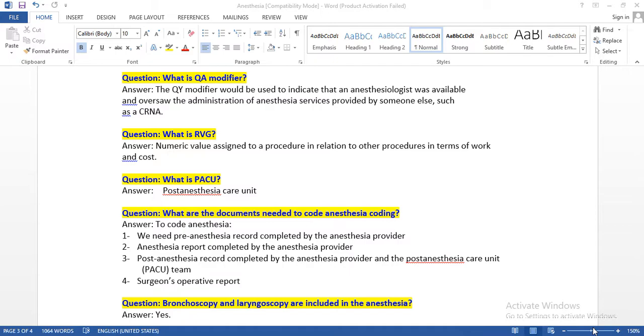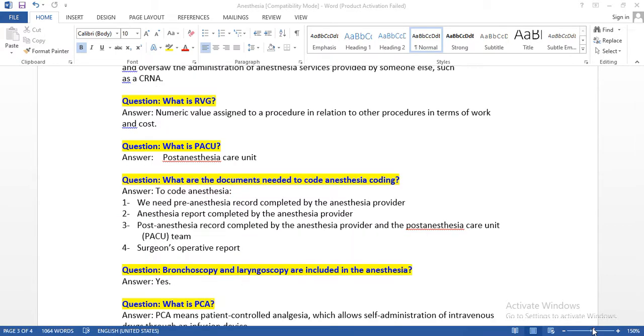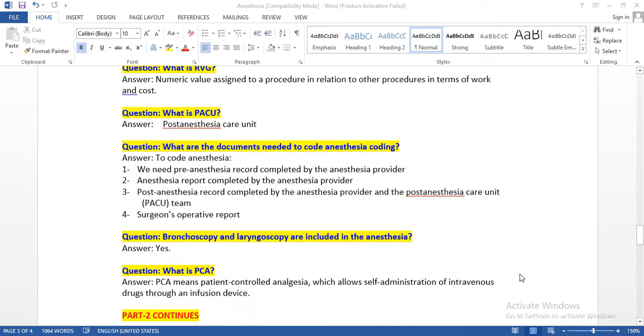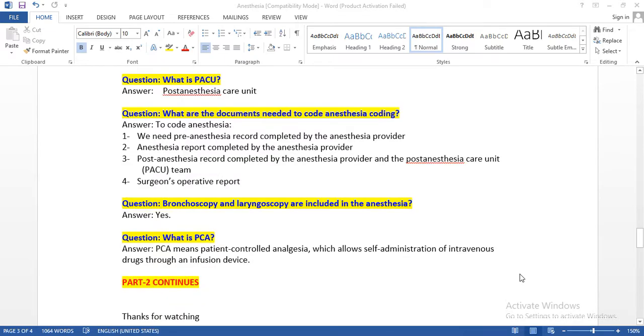Next question: what is QA modifier? Answer: the QA modifier would be used to indicate that an anesthesiologist was available and oversaw the administration of anesthesia services provided by someone else, such as a CRNA. CRNA means Certified Resident Nurse Assistant. Next question: what is RVG? Answer: a numeric value assigned to a procedure in relation to other procedures in terms of work and cost. What is PACU? Post Anesthesia Care Unit.